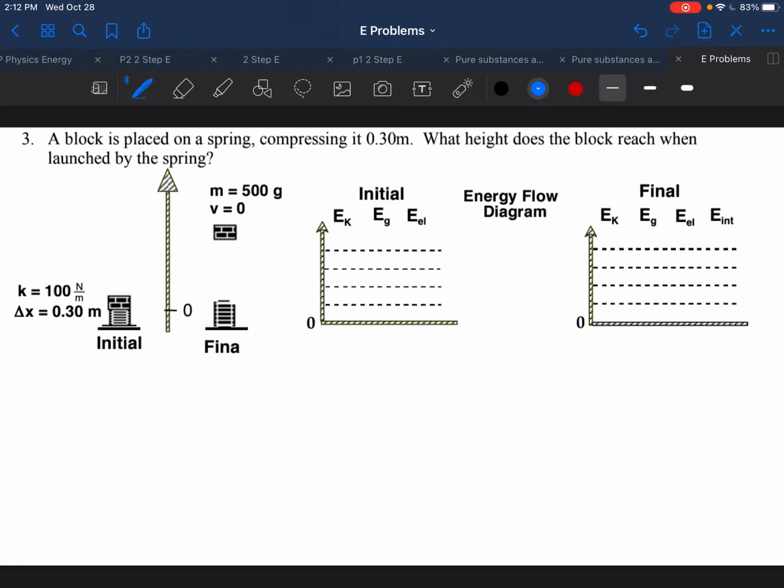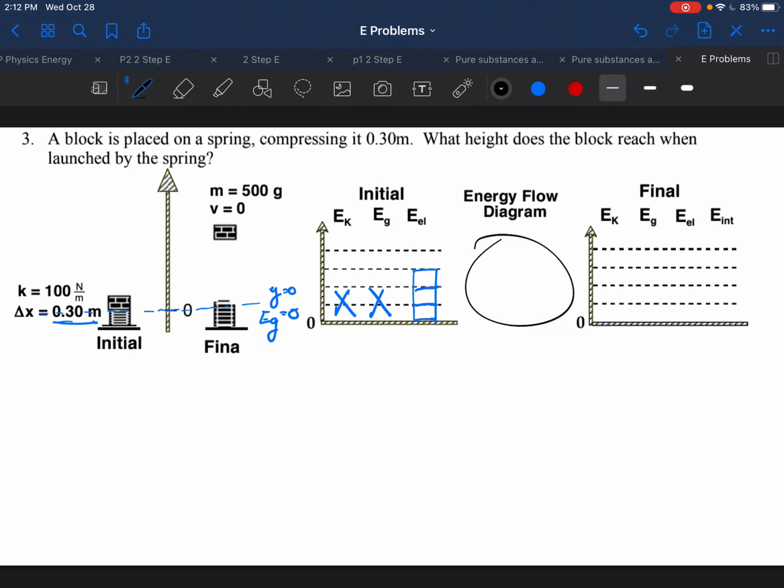So I need to set a point of zero potential. They've labeled height as 0 here, so I'm just going to call that y equals 0 and EG equals 0. So I know in its initial state it has no gravitational potential energy. The spring is compressed 0.3 meters, so it is going to have some elastic energy. I'm going to give that 3 bars, because why not? It is not moving, so it has no kinetic energy.